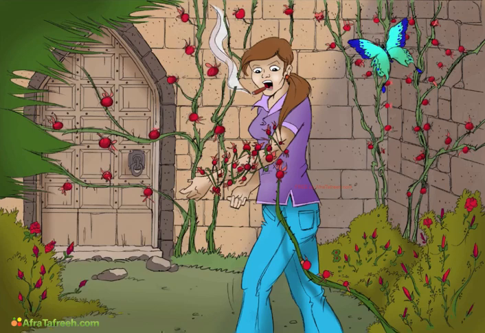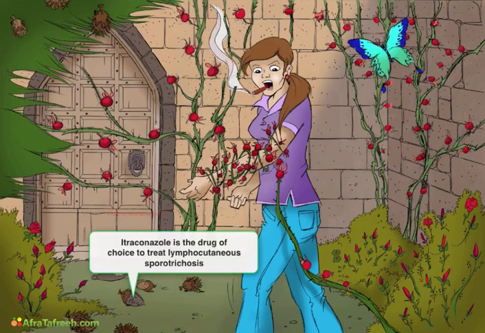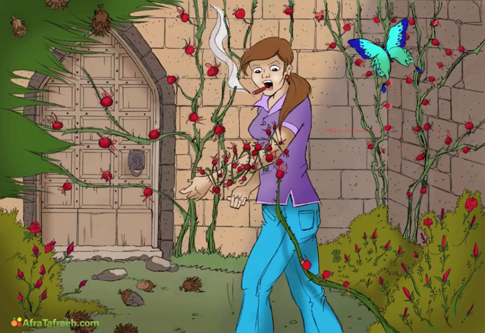We'll represent itraconazole with our recurring symbol of, that's right, some pine cones. We'll draw a few pine cones in the tree and some on the ground. These pine cones seem to work their way into every one of our fungal videos. So it seems like you really can't go wrong if you're guessing a conazole for a fungal infection.